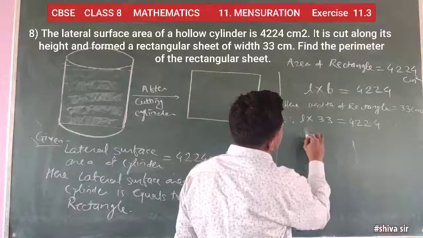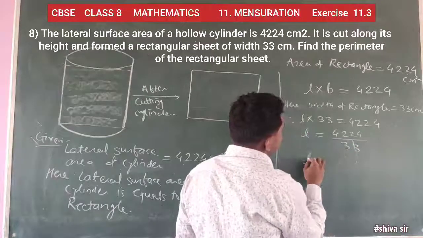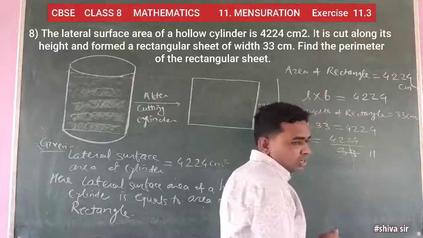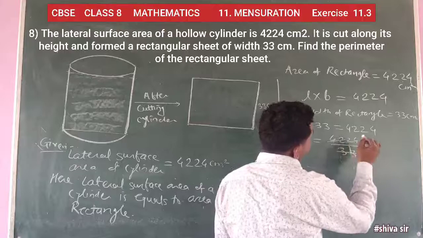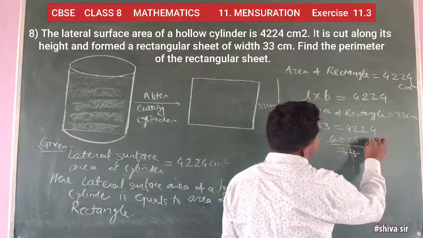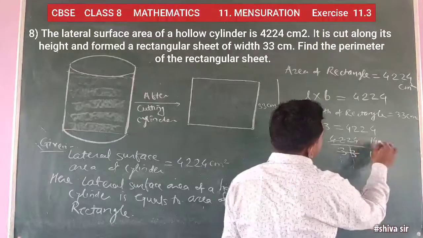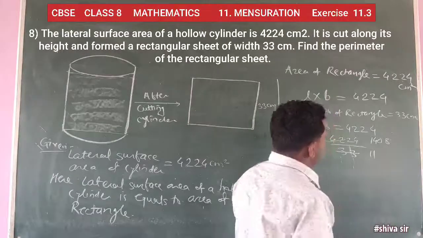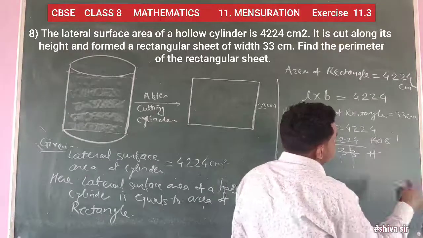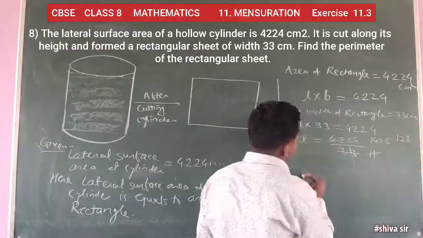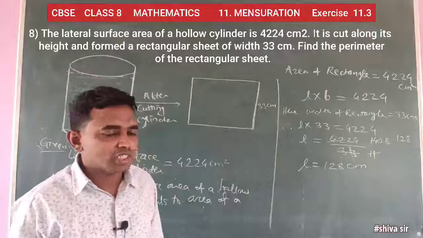After calculating this value, L is equal to 4224 upon 33. Then we get 11 threes are 33, and upon 3 means 1, 4, and again 0, 8, 1, 4, again 0, 8, 11 ones are 11, 11 twos are 22 and 8. That means L is equal to 128 centimeter. That is the answer.